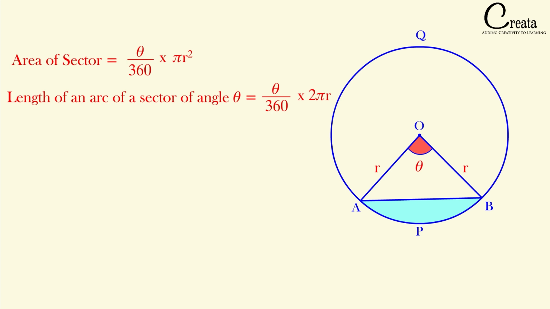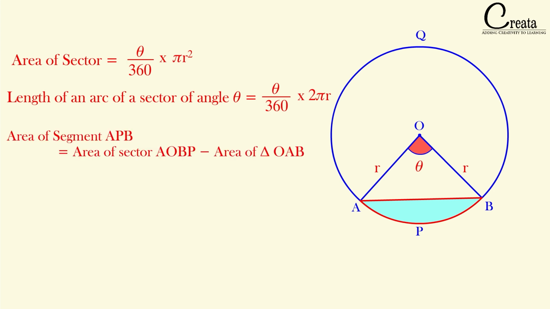Further, this is a segment. Segment is a region between the chord and the arc. Here AB is the chord. So the region between the chord and the arc is the segment. We do not have a special formula to find the area of the segment, but we can calculate the area of the segment using the sector and the triangle. So area of the segment is equal to area of the complete sector minus area of the triangle. This way we can calculate the area of the segment.